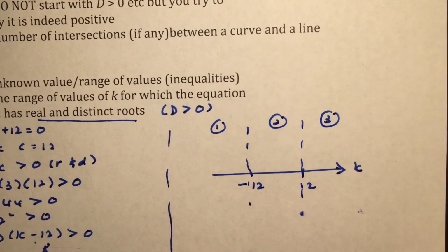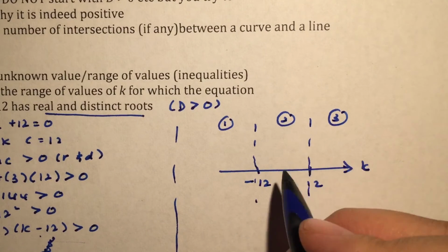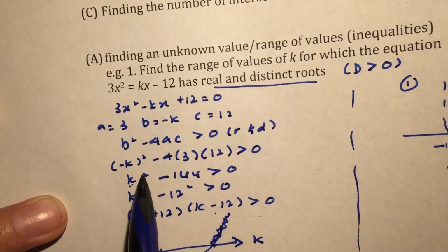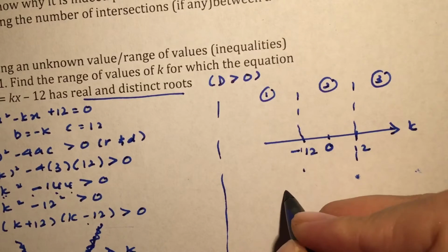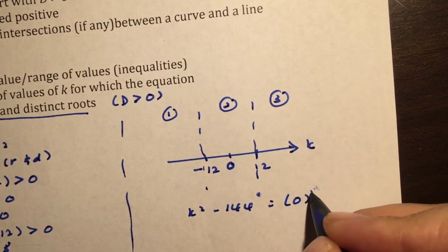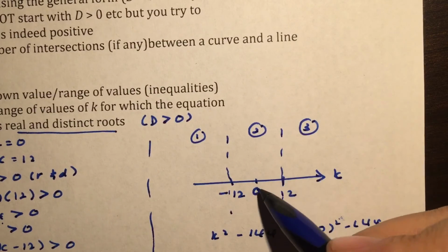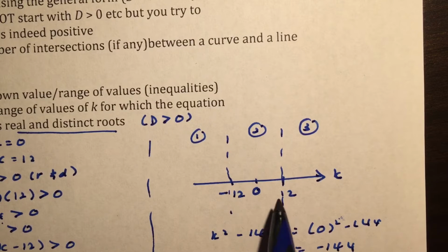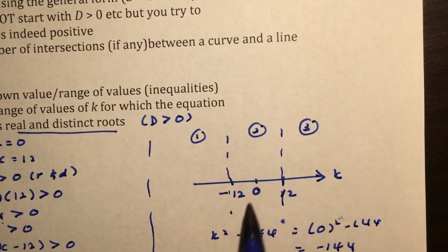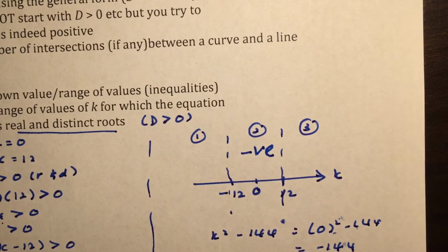Alright, so I'm going to find out when this is the middle section. It's always going to be alternate, alright? So for instance, if I choose a value 0 here, based on k squared minus 144, if I choose k to be 0, I will end up with negative 144. Which means that any number that is between negative 12 and 12 will give me a negative number. So this is what I call the negative section.